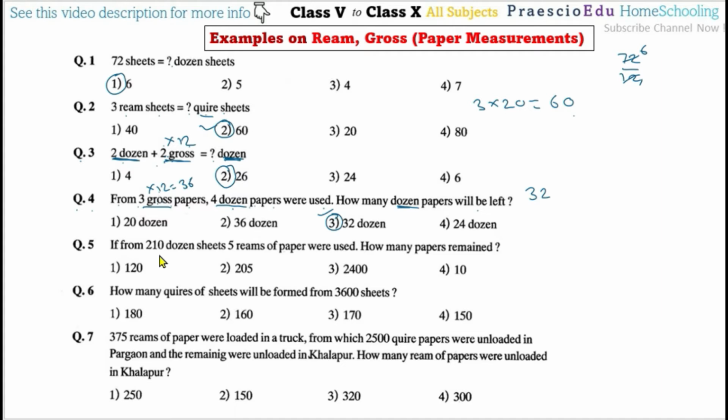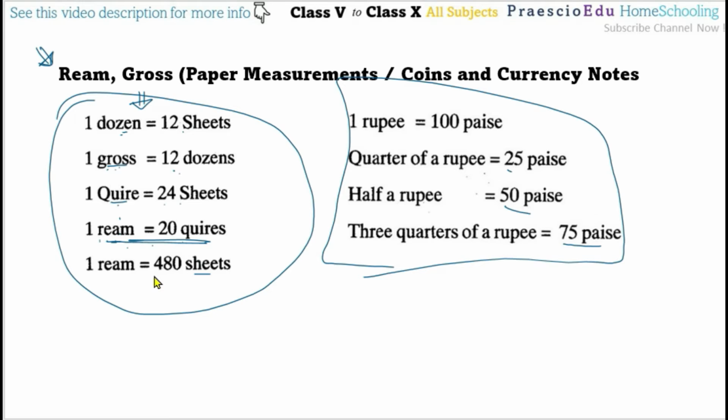Now question number 5: if from 210 dozen sheets 5 ream of paper were used, how many papers remain? Okay, so here we will use any one unit. So 5 reams we will convert into dozen, because from this one we have to deduct this one. And the answers are also in dozens. So 1 ream is equal to 480 sheets, and if we divide this by 12, it will come to 40 dozens.